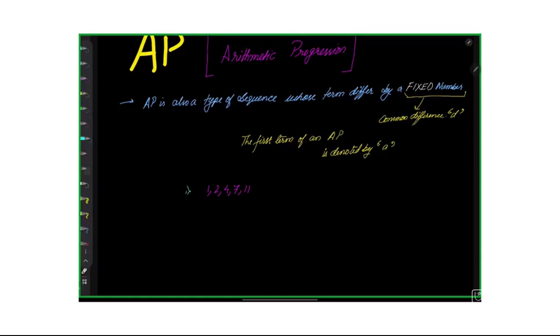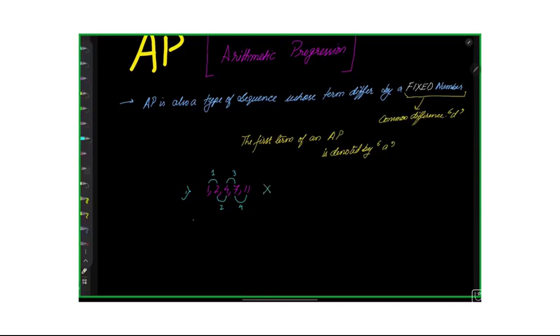Here, what is the definition? Definition is AP is a type of sequence where terms differ by a fixed number. Now let's see the difference. The difference between 1 and 2 is 1. The difference between 2 and 4 is 2. The difference between 4 and 7 is 3. The difference between 7 and 11 is 4. Is the difference same or constant? The answer is no. So it is not an AP, right?